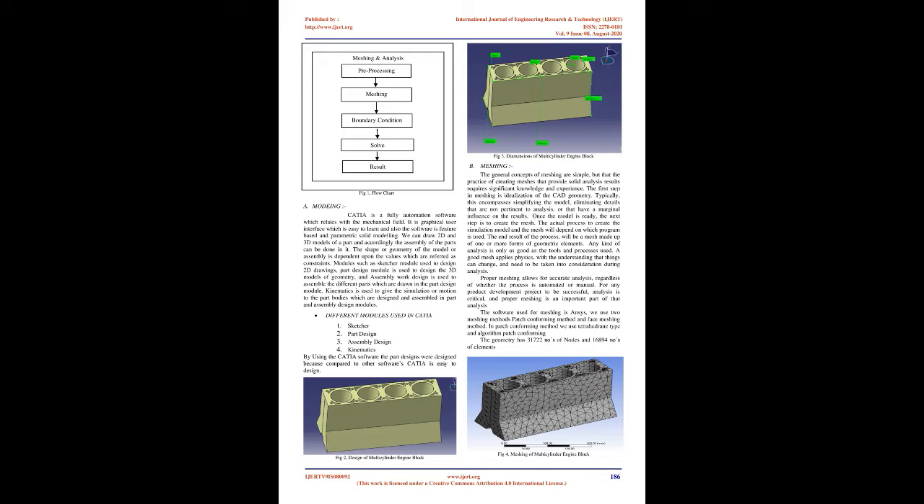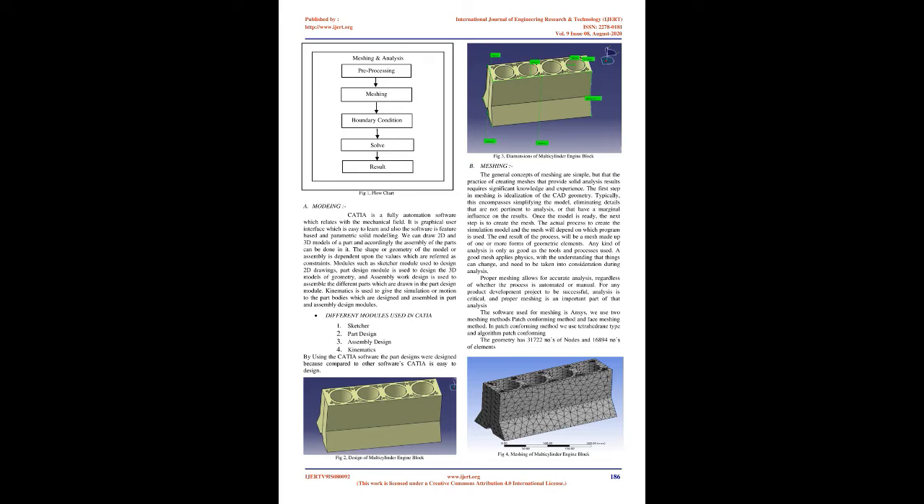The actual process to create the simulation model and the mesh will depend on which program is used. The end result of the process will be a mesh made up of one or more forms of geometric elements. Any kind of analysis is only as good as the tools and processes used. A good mesh applies physics, with the understanding that things can change and need to be taken into consideration during analysis. Proper meshing allows for accurate analysis, regardless of whether the process is automated or manual. For any product development project to be successful, analysis is critical, and proper meshing is an important part of that analysis.